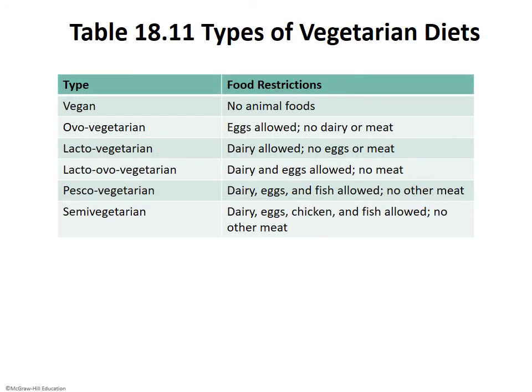These are different types of vegetarian diets. You can have vegan, which is no animal foods, ovo-vegetarian, which is eggs are allowed, but no dairy or meat, and lacto-vegetarian, dairy is allowed, but no eggs or meat. I'm not going to ask about any of these. I'll just go ahead and tell you, I want you to know vegan means no animal foods.